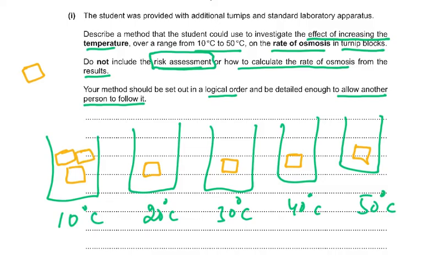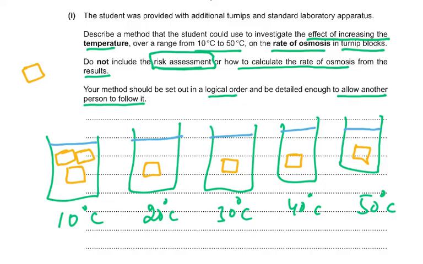So for each temperature, place the block in a beaker and add fresh distilled water, and that should be the same volume in each. Right? So then how are you going to measure the rate of osmosis? Measure the initial mass and then the final mass after say 2 hours or 3 hours or 4 hours, because we are measuring the rate of osmosis.